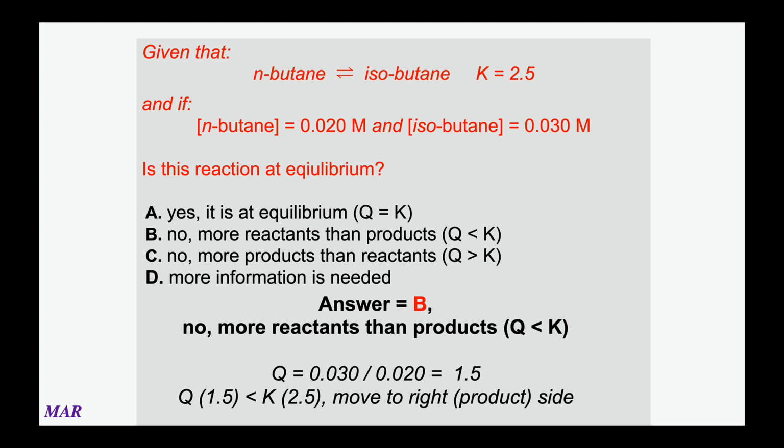So again, here you can see mathematically, this is the value of Q. I just took products divided by reactants. Q and K are certainly not the same. Right now, we have too many reactants. We need to make more products. It's going to shift to the right side.